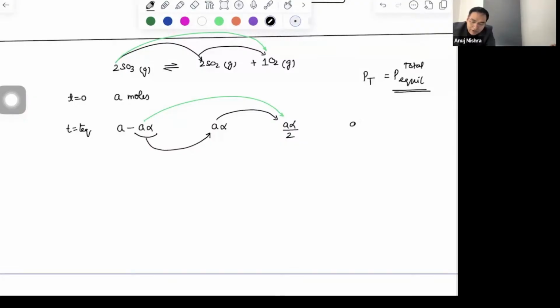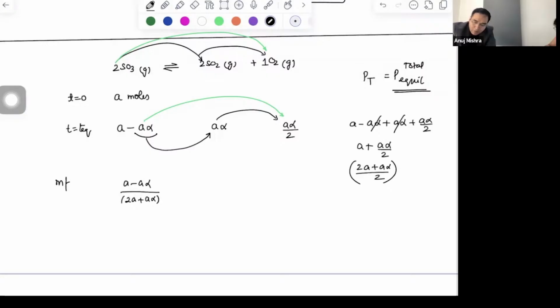Total number of moles: A minus A alpha plus A alpha plus A alpha upon 2. This cancels. It is A plus A alpha upon 2, which you can write as 2A plus A alpha upon 2, or you can keep it like that also. It's okay. Mole fractions निकाल लेते हैं. A minus A alpha divided by 2A plus A alpha upon 2, I'll keep 2 up. A alpha divided by 2A plus A alpha upon 2, I'll keep 2 up. And A alpha upon 2, again I can keep 2A plus A alpha, then 2 up. Is that okay?